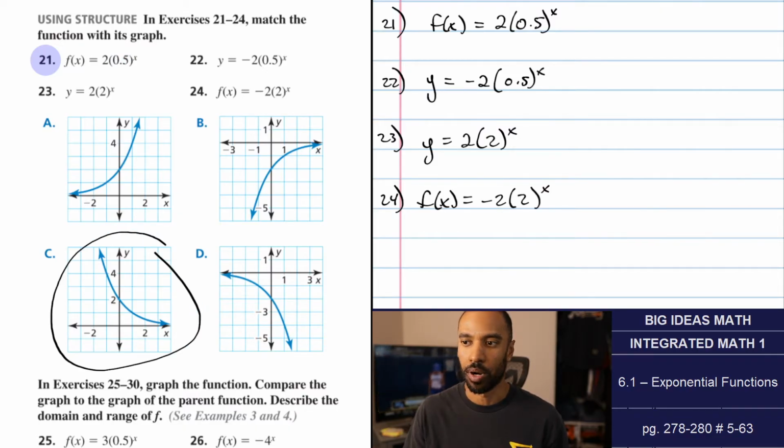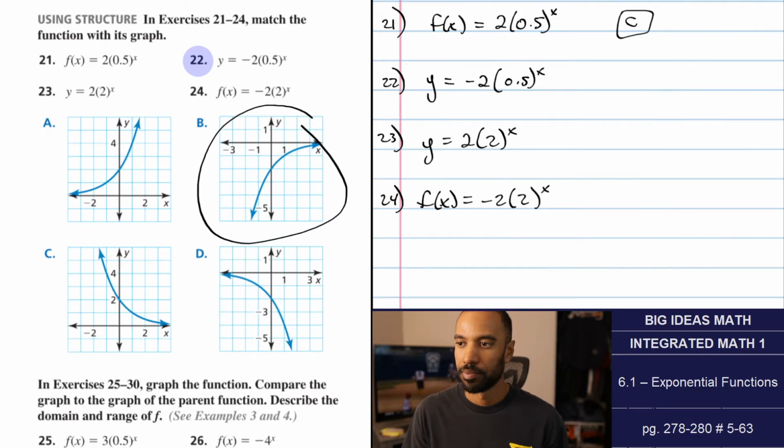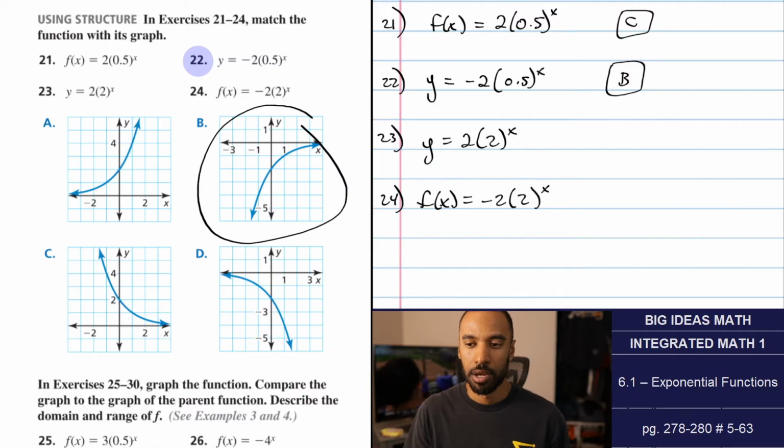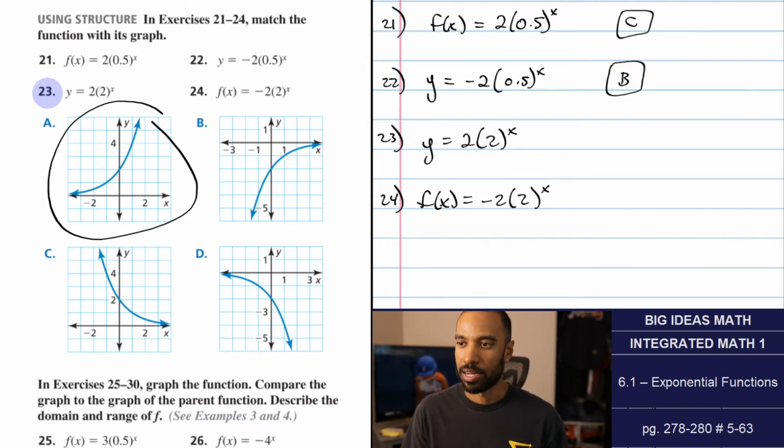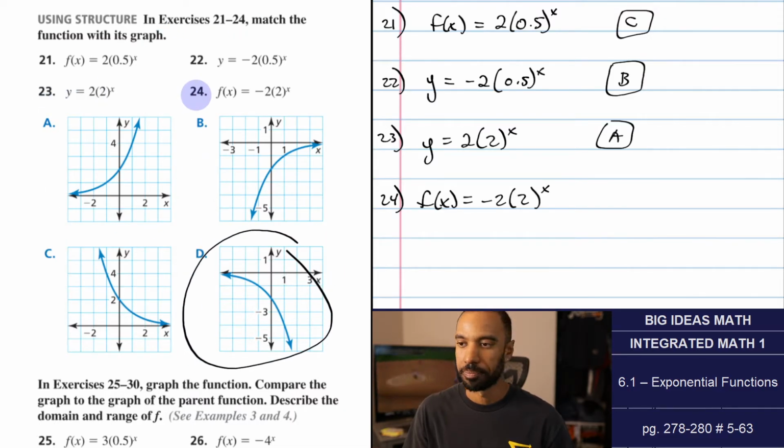This is C. And don't worry, I'll get back to these graphs in a bit. But this is C. Number 22, negative 2. This is negative exponential decay. That's B. This is just without looking at anything else because these are all unique. Number 23 is positive exponential growth. That's A. And then D must be the last one, but let's see. Negative exponential decay on part D, on number 24, is graph D, right there.